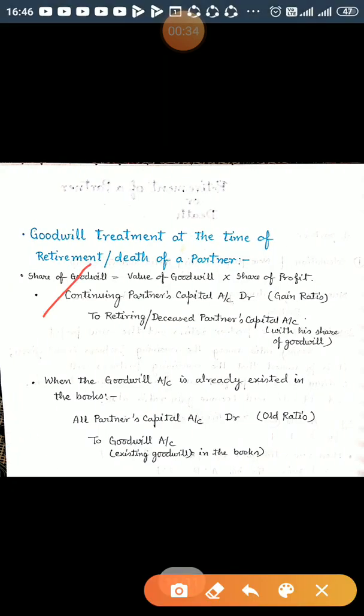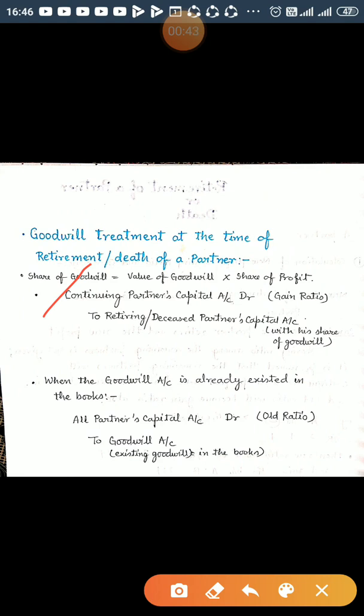Now, second topic, second adjustment at the time of retirement is goodwill treatment. As I told you, as a partner retires from the business, he is sacrificing. So the continuing partner must compensate the retiring partner. The journal entry is: continuing partners' capital account debited to retiring or deceased partner's capital account. Deceased partner means the person who has died.